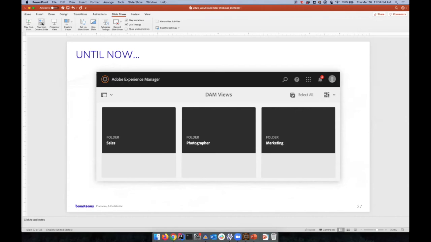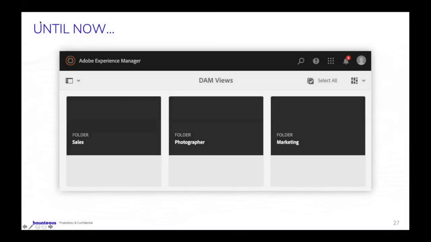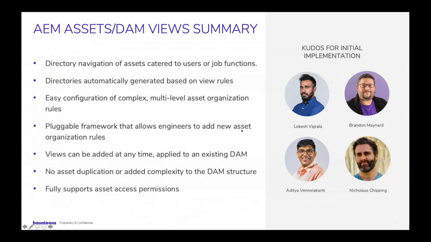So let's go ahead and wrap up. So as you can see, with the assets and DAM views, the biggest purpose here was that we can satisfy multiple different job functions and different users. Basically, every single stakeholder that comes to that meeting that wants the folder structure to match what they do on a daily basis now can. There's no limit to how many of these you can create. The directories that are shown to the user are automatically created based on the view rules.